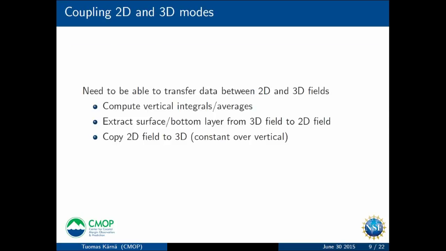And another thing that we need is we need to be able to communicate data between the 2D modes and 3D modes. So first of all, you need to compute vertical integrals and averages in the 3D mesh, and then extract either the surface layer of the 3D mesh or the bottom layer of the 3D mesh and feed that to the 2D mode, or then copy 2D fields and feed them into the 3D containers.